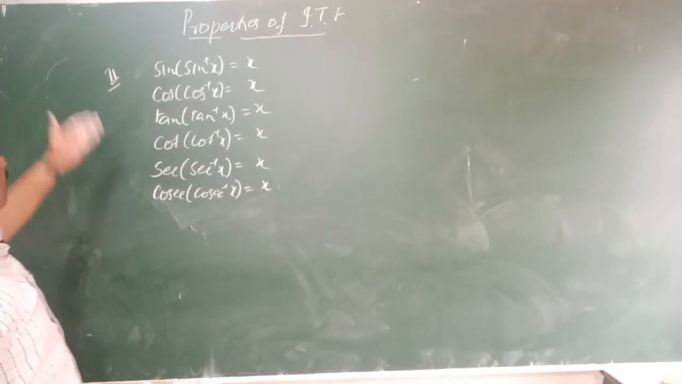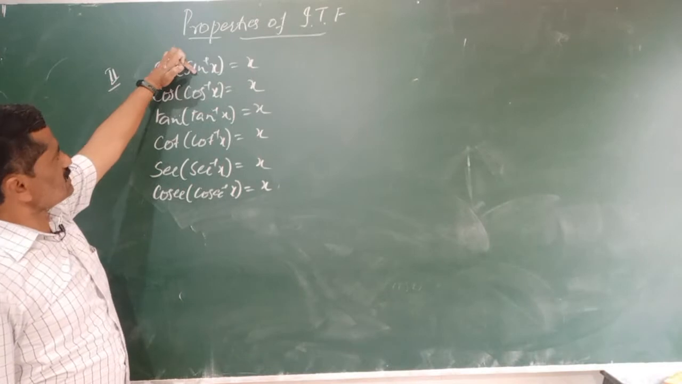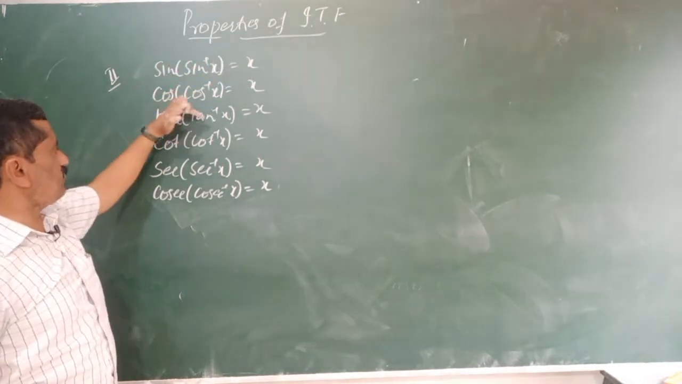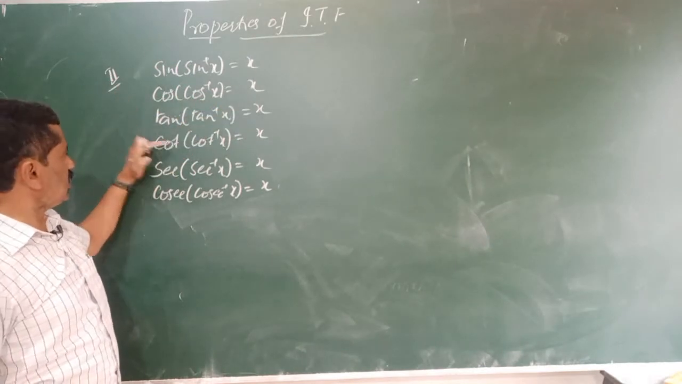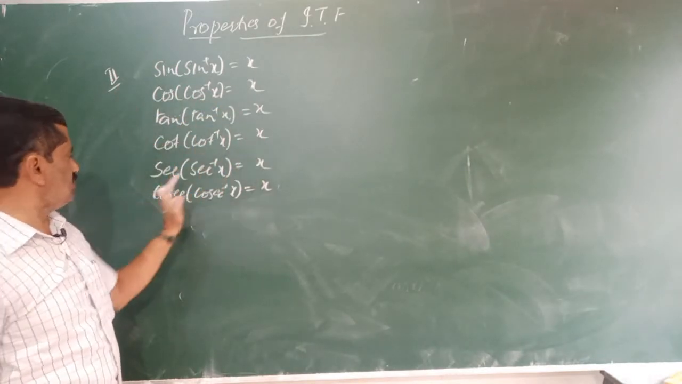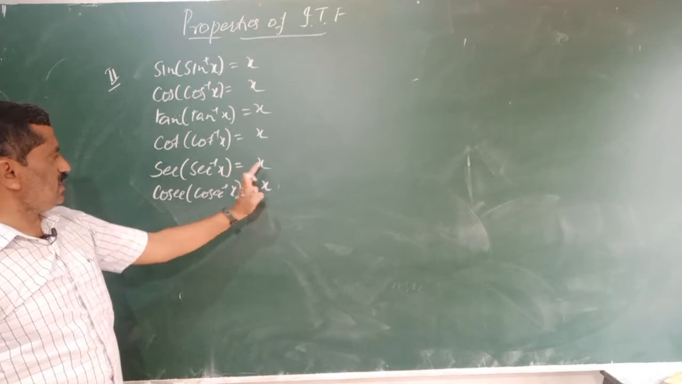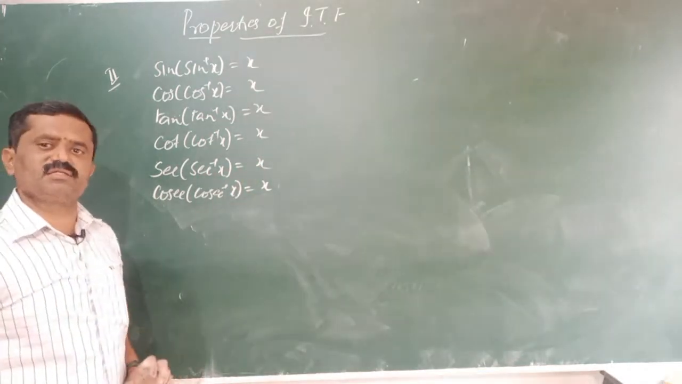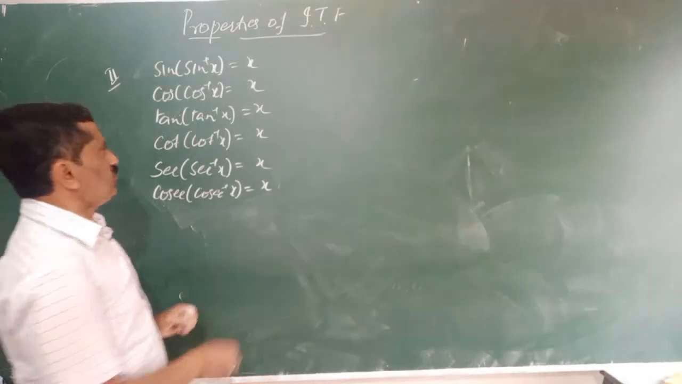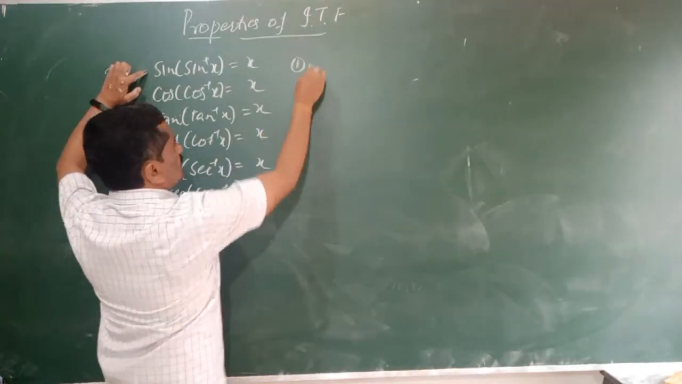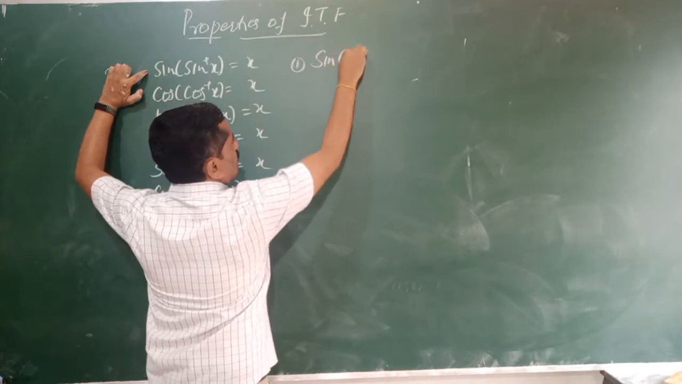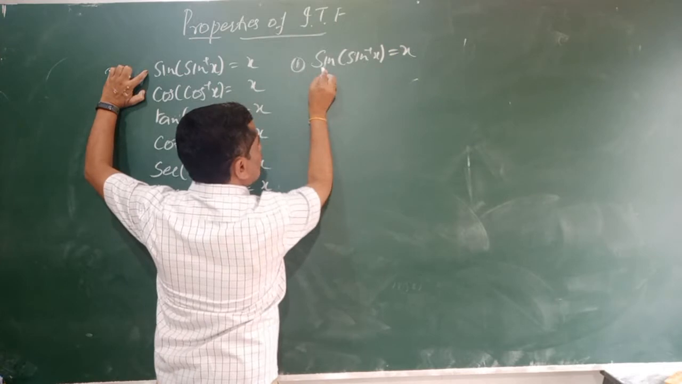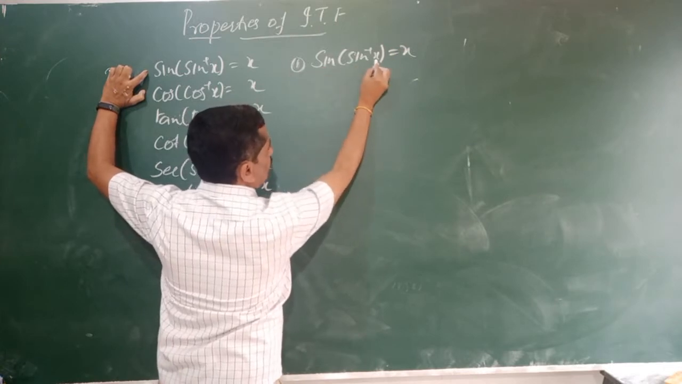Next, second property we have sin of sin inverse x is equal to x, cos of cos inverse x is equal to x, tan of tan inverse x is equal to x, cot of cot inverse x is equal to x, secant of secant inverse x is equal to x, cosecant of cosecant inverse x is equal to x. Okay. Similarly, we will prove one by one. First one we have that is sin of sin inverse x is equal to x. Here sin and sin inverse get cancelled, we have x only.